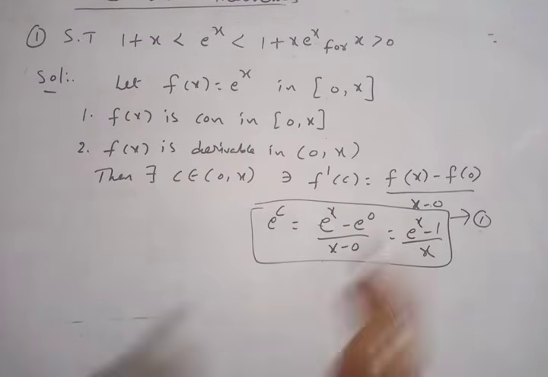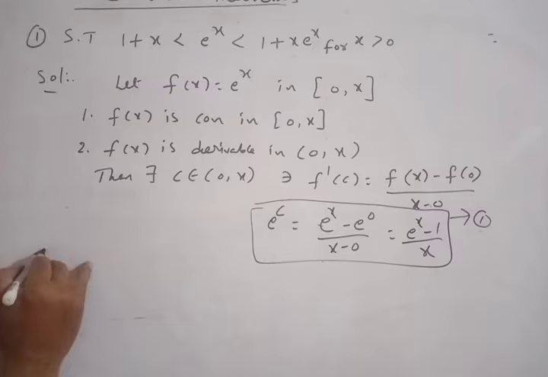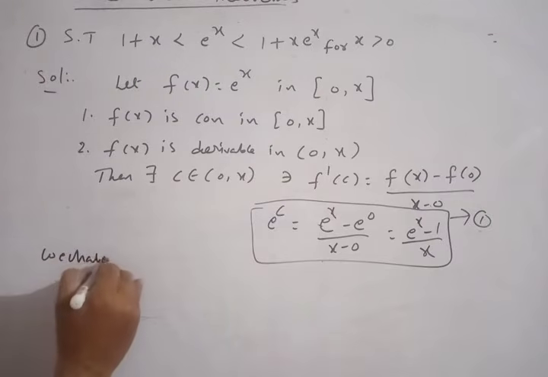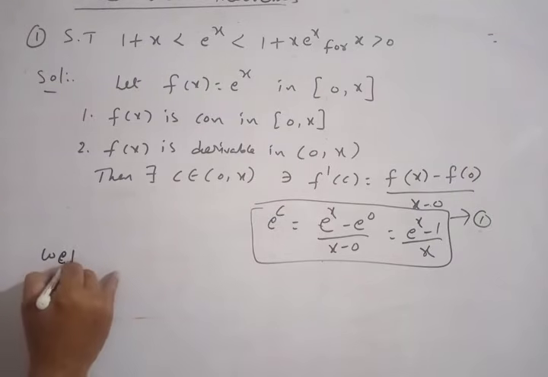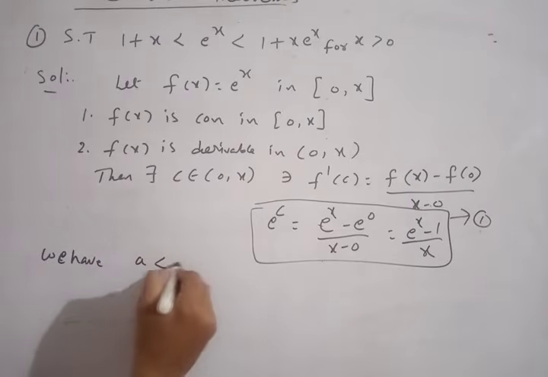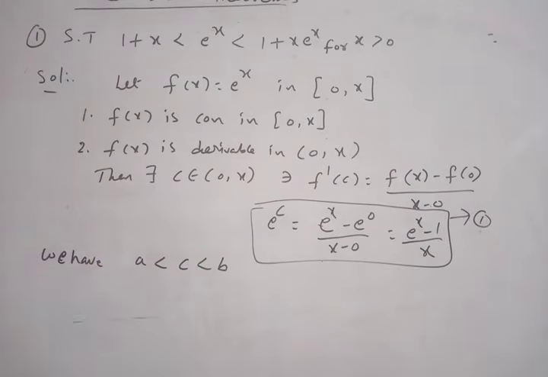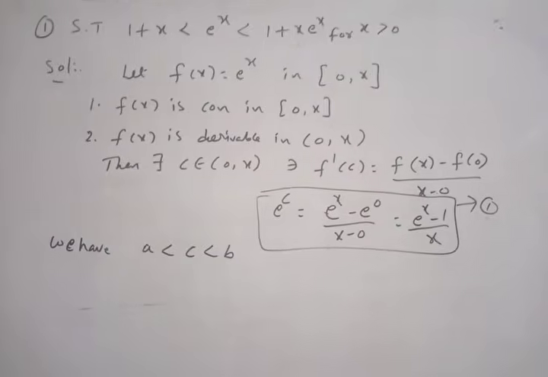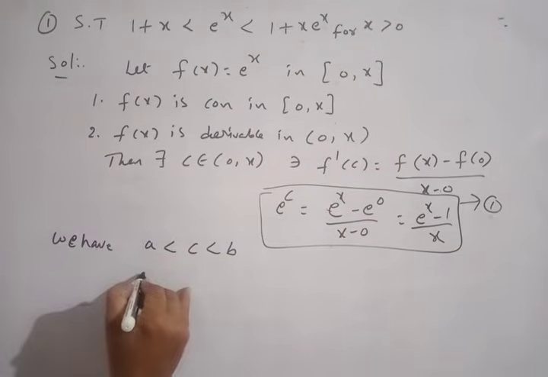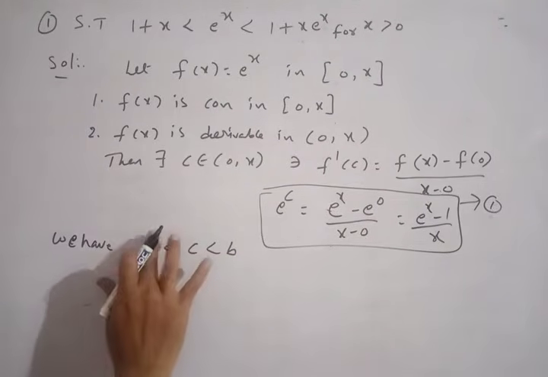What do you have to prove actually? We have a is less than c is less than b. Correct? Now see here, take e power a. What is a here?